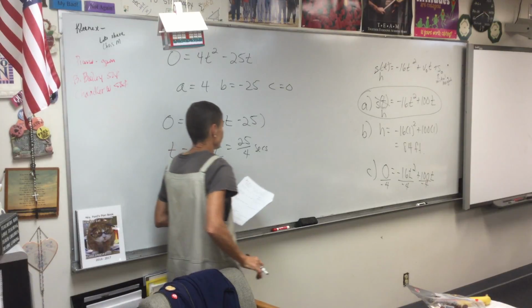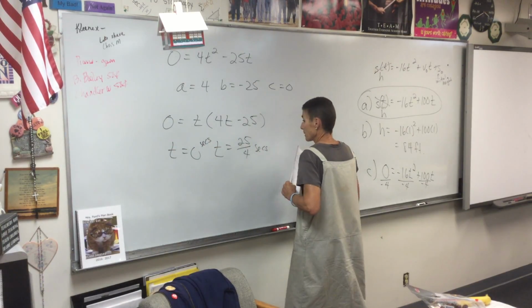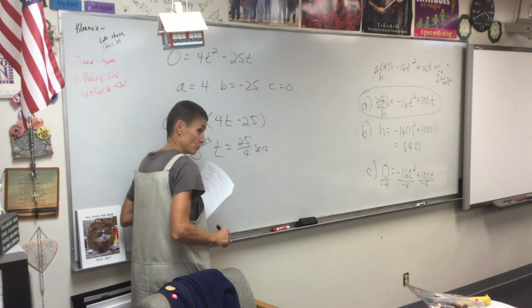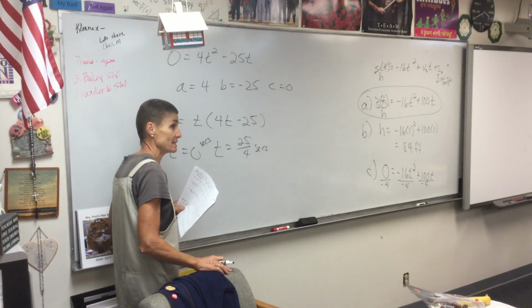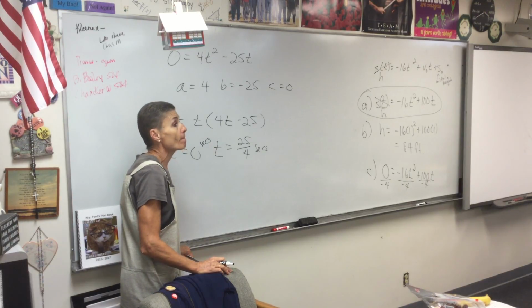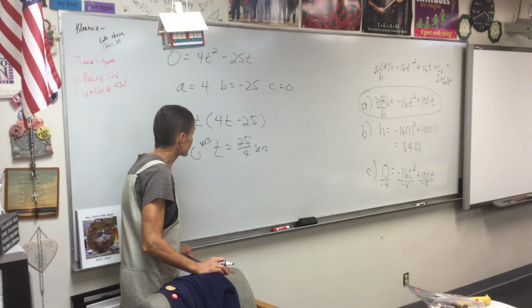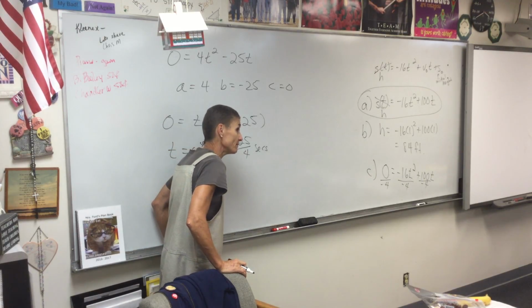Two more, and these are the easy ones. So for that one, you need to put both answers. Yes, both answers work this time. They both make sense. Yes, Aisha? I got 2.5. You got 2.5? Yeah.